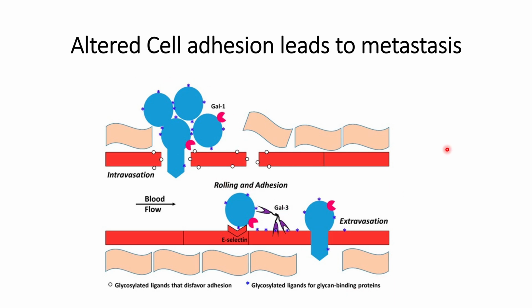I hope you have understood how glycans play an important role in cell adhesion, and that might even contribute to metastasis. If you need to understand more about this glycan interaction and its role in cell adhesion and metastasis, you can go through the reference that has been provided in the description.